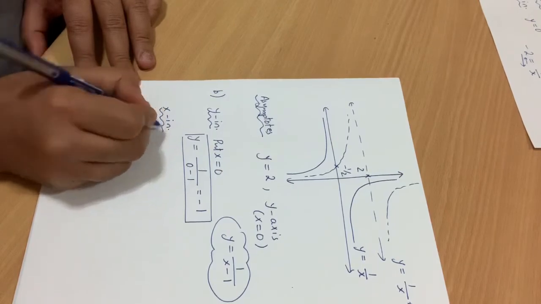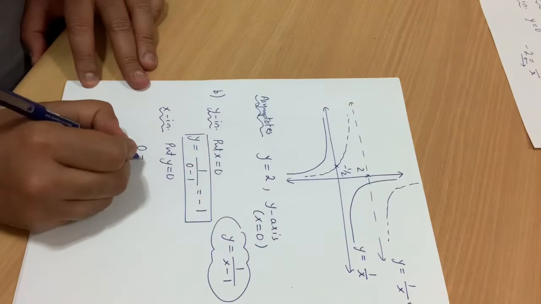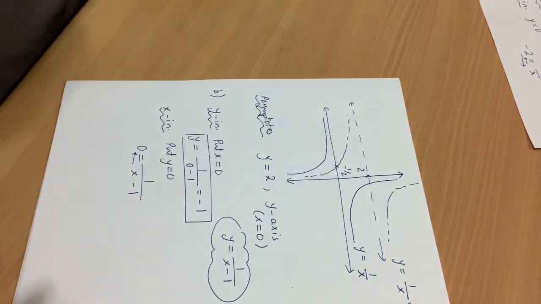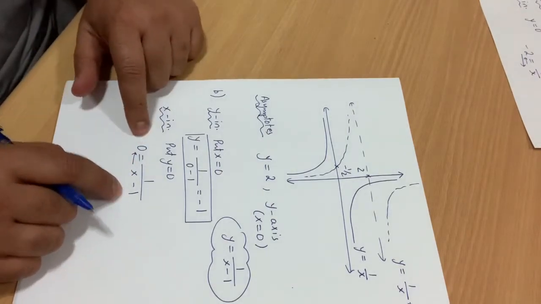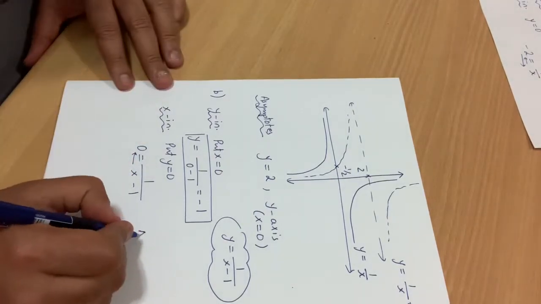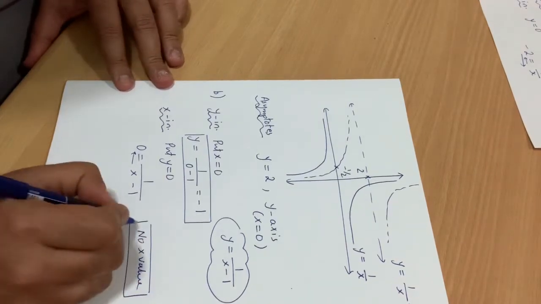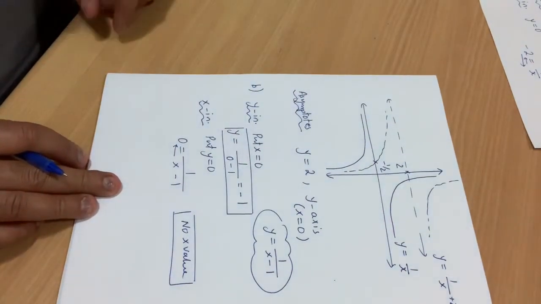Then for the x-intercept, use y as 0. So 0 equals 1 over x minus 1. Using cross-multiplying, x will cancel. Imagine that the whole denominator is multiplying 0. So it's cancelled. So no x value. Or you can write x has no value. So you have only one intersection point.